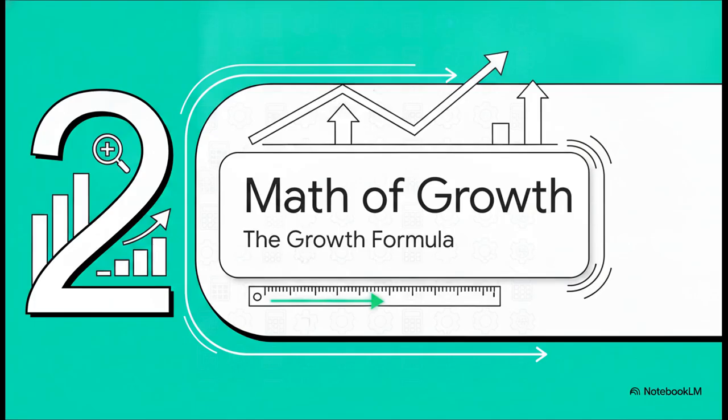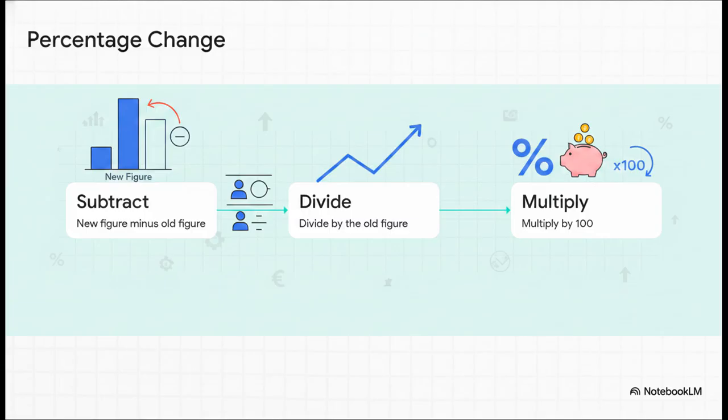Moving right along to Section 2, the mathematics of growth. We need a mathematical way to read the changing ticks on our economic yardstick. To do this, we use the percentage change equation, which you'll often hear called the growth rate. Let's break this down into 3 really simple, approachable steps. Step 1, take your new figure and subtract the old figure. Step 2, divide that result by the old figure. And Step 3, just multiply the whole thing by 100. Boom, that gives us our percentage change.